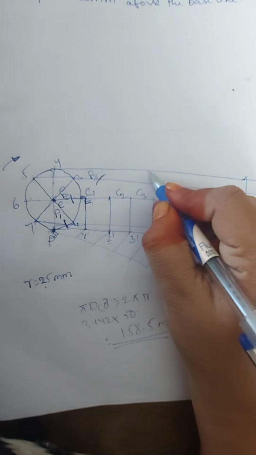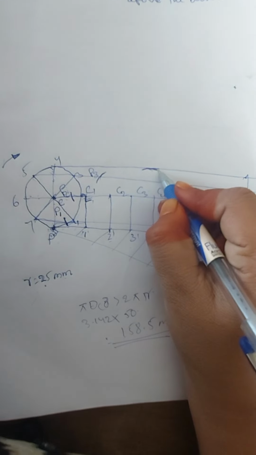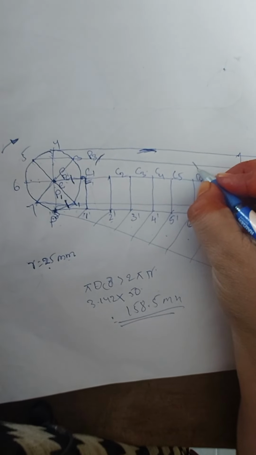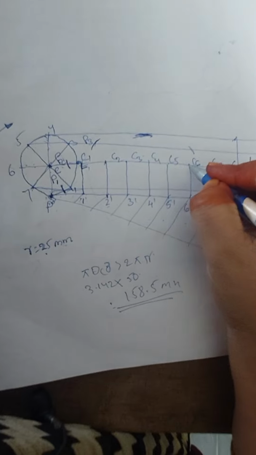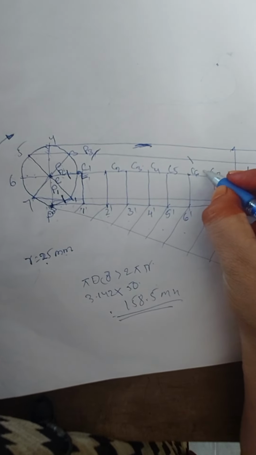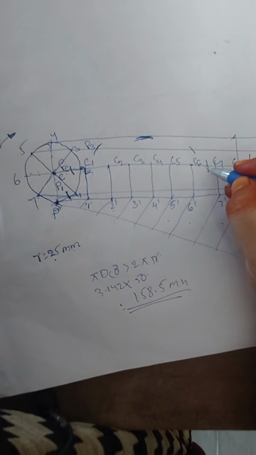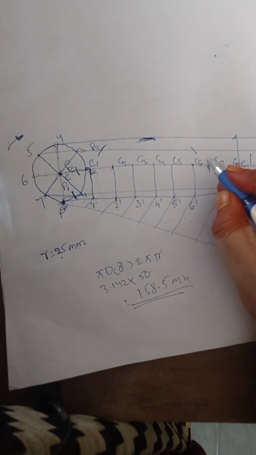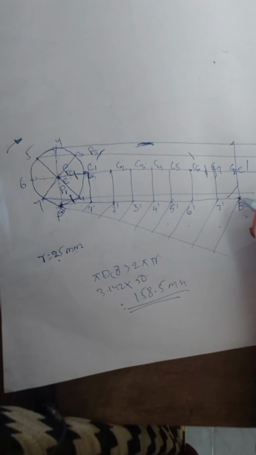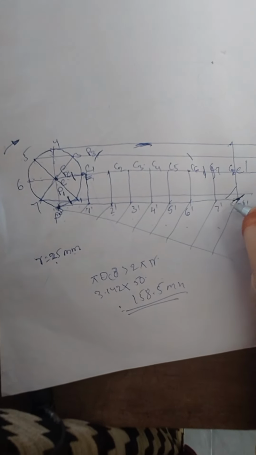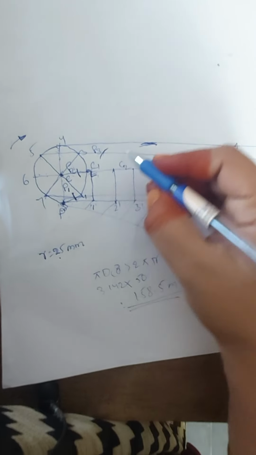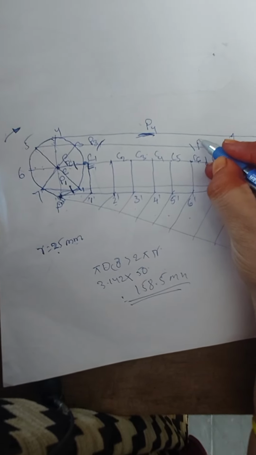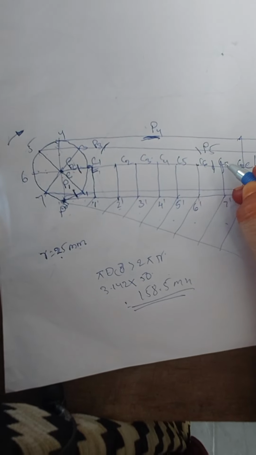Next, from C4 we'll get the point on the 4th line. Next, from C5, draw the arc, and from C6 as the center and 25 mm as the radius, draw another arc. And next, from C7, and next from C8. When we draw the arc from C8, it will intersect with the 8 dash point.